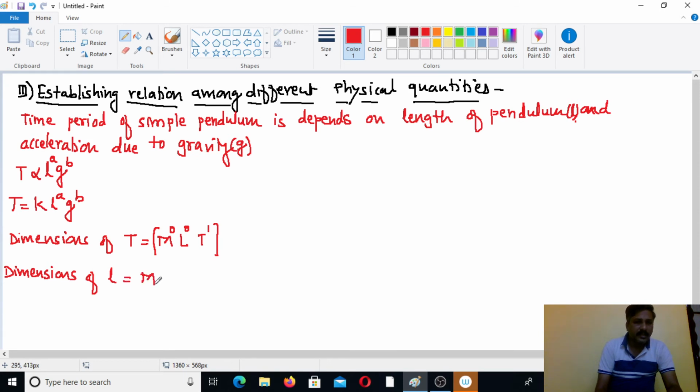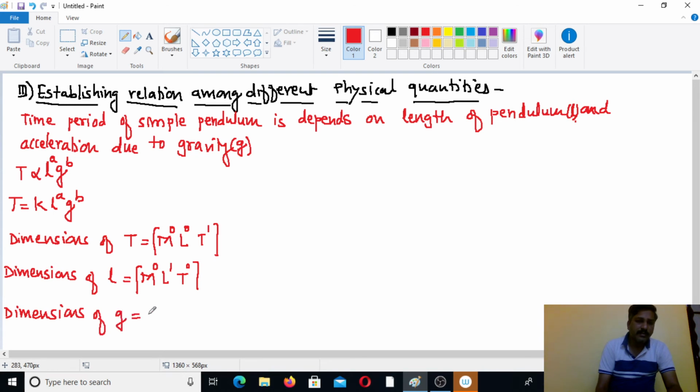That is the length is there. Therefore m raised to 0, L raised to 1 and T raised to 0. Okay. Then the dimensions of g, that is the dimensions of acceleration due to gravity.